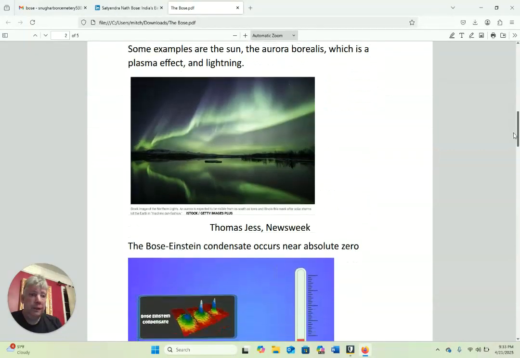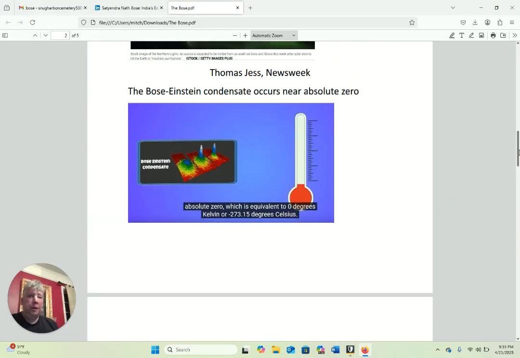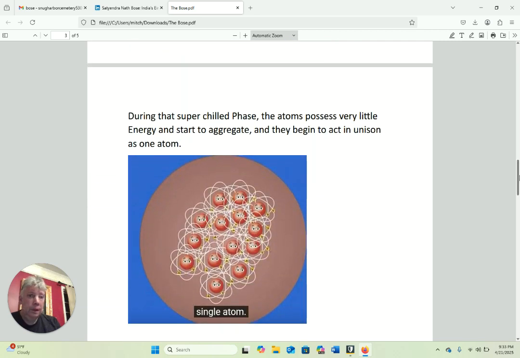So let's talk about how it comes about. The Bose-Einstein condensate occurs near absolute zero. During a super-chilled phase, the atoms possess very little energy and start to aggregate. Thinking about how materials come together, it's really how the atoms are coming together and forming a new state, because they basically act in unison as one atom.